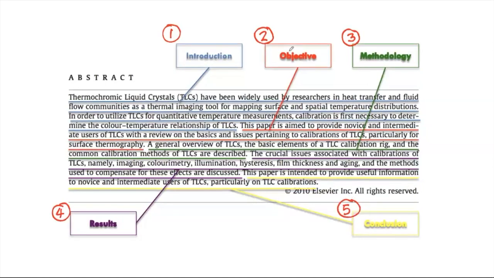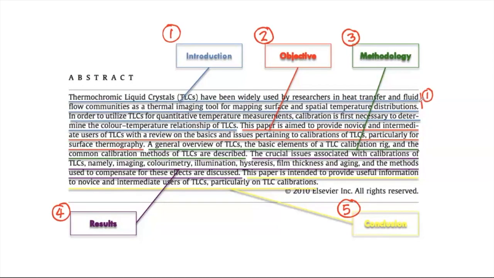So as we can see from the write up, the abstract is quite concise. It is a summary of the work. Let us read through. In terms of the introduction: thermochromic liquid crystals or TLCs, you introduce the acronym TLC because you are going to use it again and again throughout the text, have been widely used by researchers in heat transfer and fluid flow communities as a thermal imaging tool for mapping surface and spatial temperature distributions. So that's the first sentence, the first element of the introduction.